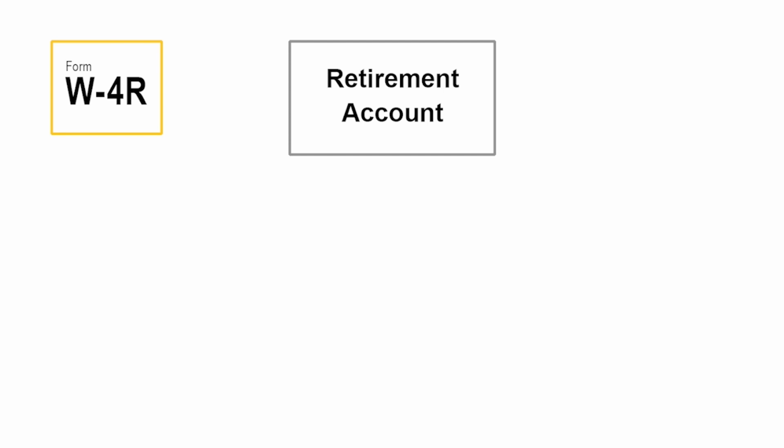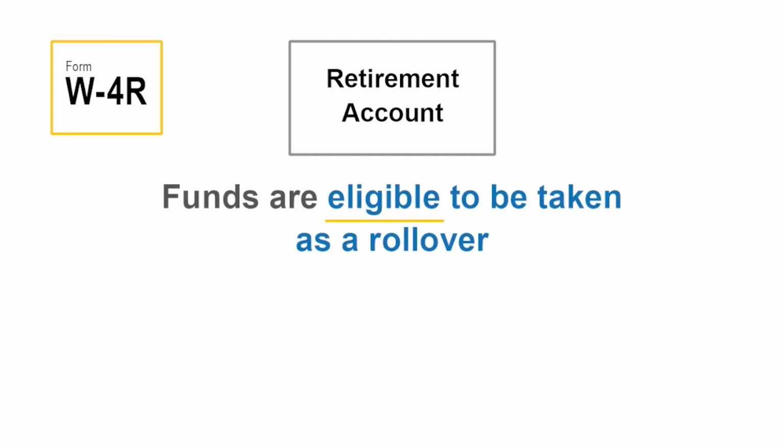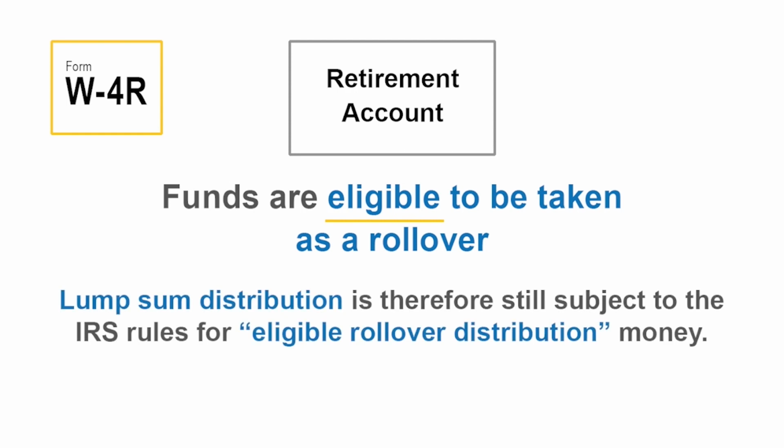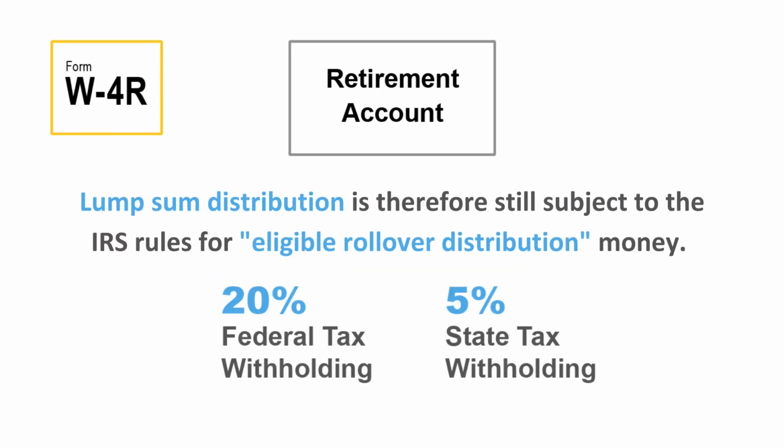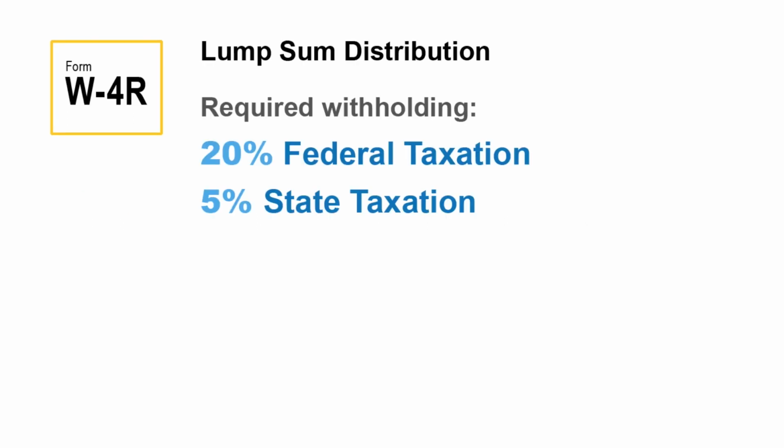Distributions from an IRA that are payable on demand are also considered non-periodic payments. So, regardless of what you are doing with the money in your retirement account, if those funds are eligible to be taken as a rollover, which our tax-qualified retirement accounts are, then even if you are going to take a lump sum distribution, not a rollover, the money is still considered subject to the IRS rules for eligible rollover distribution money, so we would withhold 20% federal tax. In the cases of non-periodic payments, we are required to withhold the mandatory amounts of 20% for federal taxation and 5% for state taxation, unless you submit a W-4N claiming exempt status from Nebraska state tax.